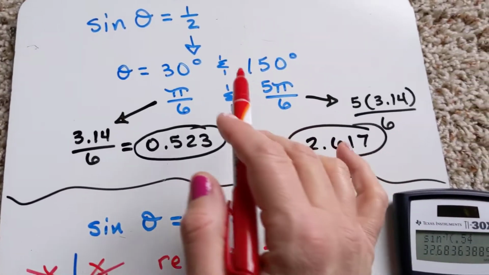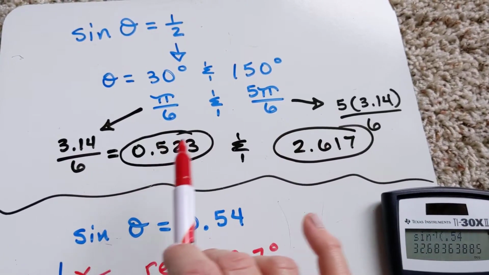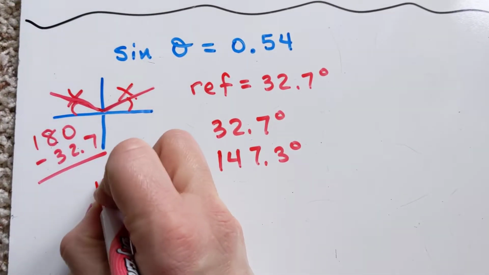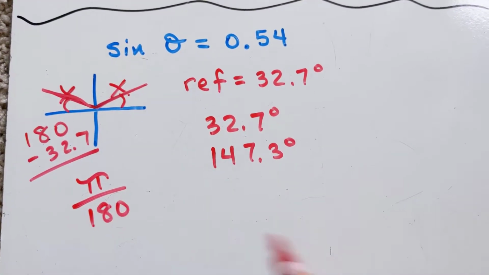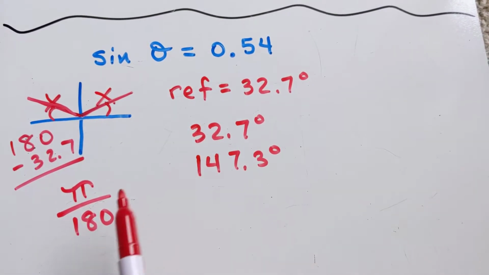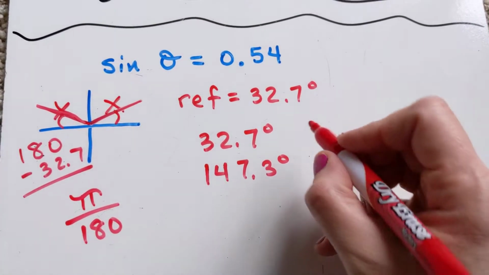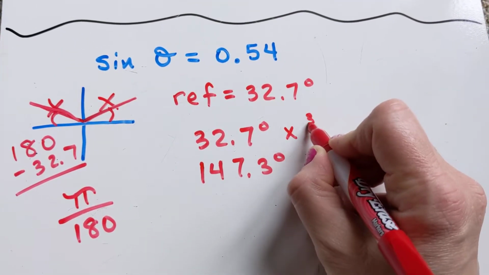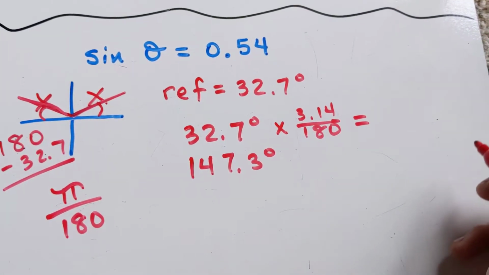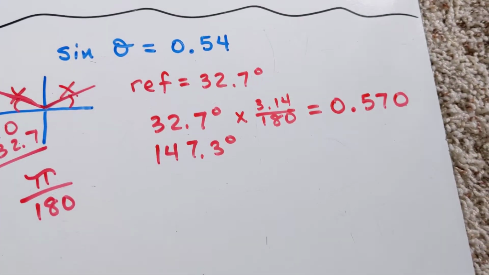But remember, we don't want degree answers here. We don't even want pi radian answers. We want decimal radian answers at the end. So, do you remember that pi and 180 are the same thing? And we learned about a month ago to multiply this times pi, divide by 180, but we're using decimals now. So you're going to take this times 3.14 and divide by 180. And that should give you 0.570 once you round.